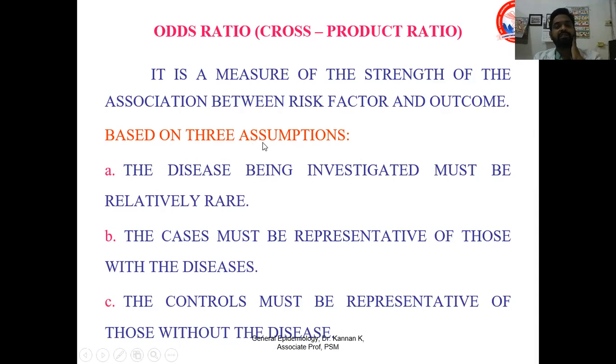So what are those three assumptions? The disease being investigated must be relatively rare. So the disease must be rare; it should not be a common or endemic disease. The cases must be representative of those with the disease. If we follow strict eligibility criteria and diagnostic criteria, we can ensure representativeness of the disease. Similarly for controls.